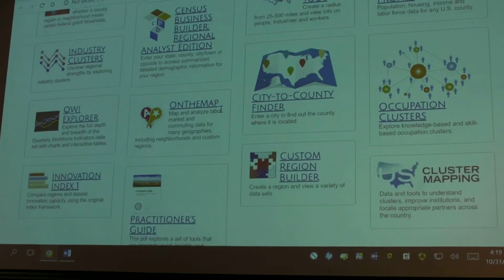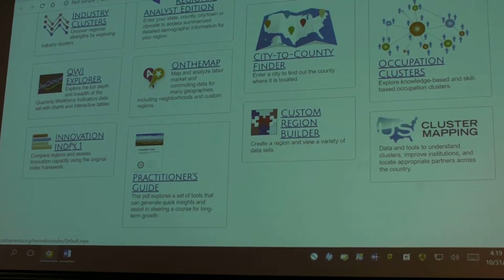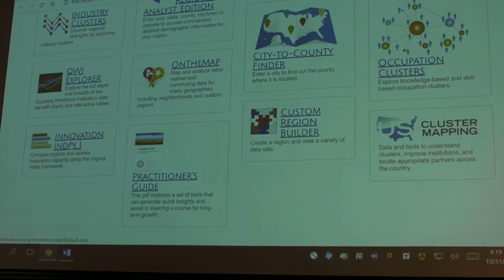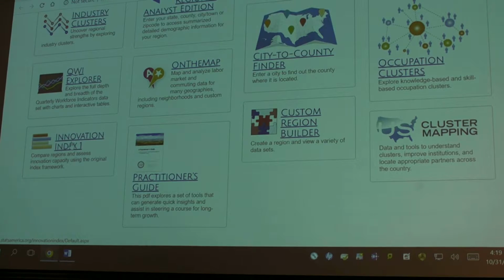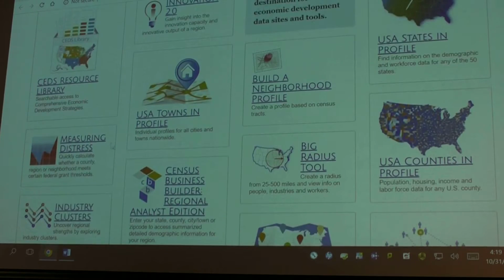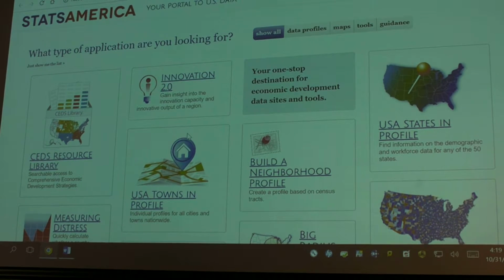If you're into all things related to innovation, they have a couple cool tools in here that you can explore, showing which cities or areas of this country are doing innovative things. So this is a fun site, and I recommend you go back and play with it on your own later on and see what's in there for you. So, questions on Stats America?